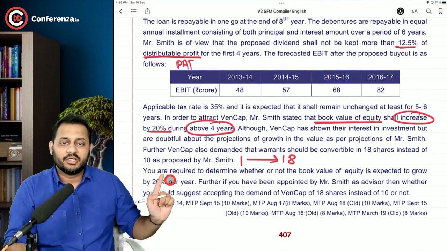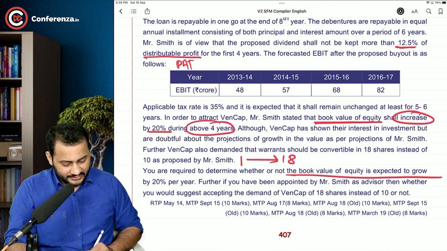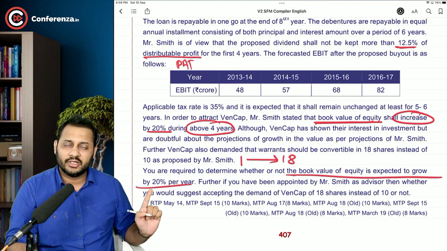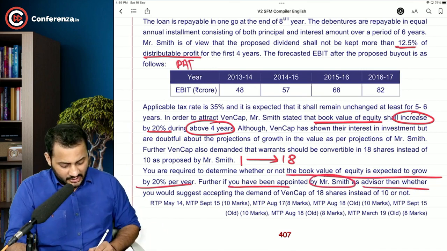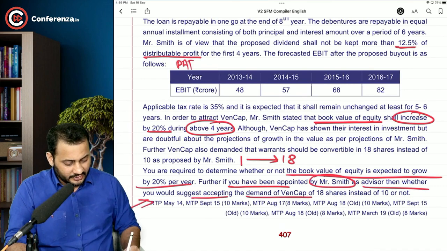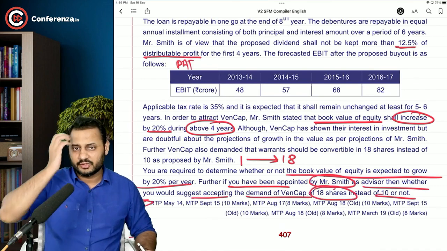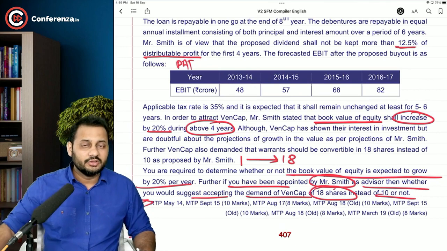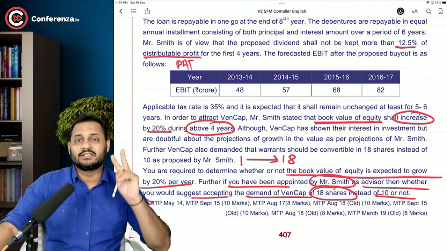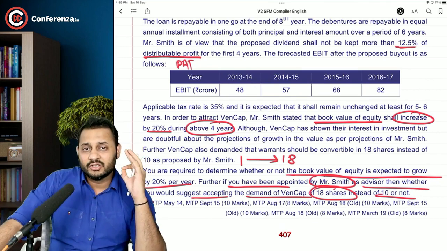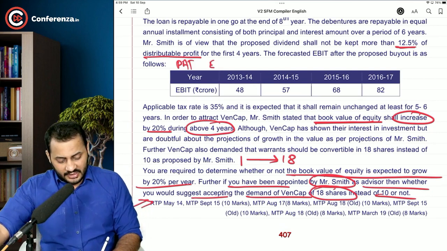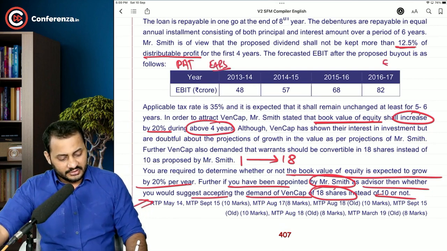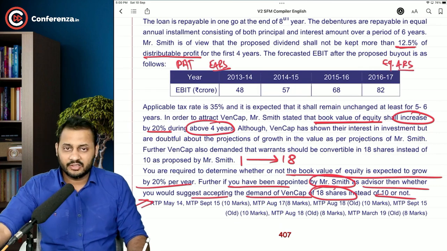You are required to determine whether or not the book value of equity is expected to grow by 20% or not. Further, if you have been appointed by Mr. Smith as advisor, then whether you should suggest accepting the demand of 18 share instead of 10 or not. So too much of the data in the company, but only 2 things are required. Calculate whether the growth rate in 4 years of equity is 20% or not. It's very simple. Consider the equity and reserves and surplus today. Consider the equity and reserves and surplus at the end of 4 years.